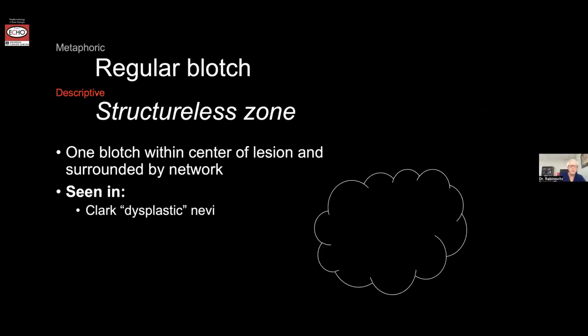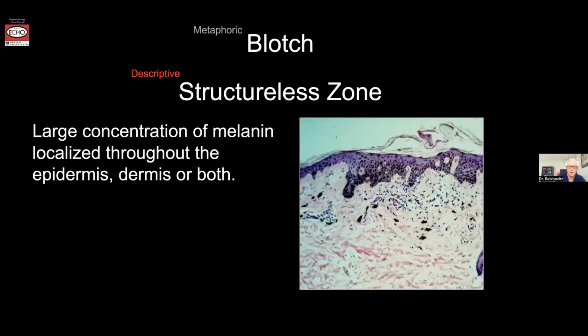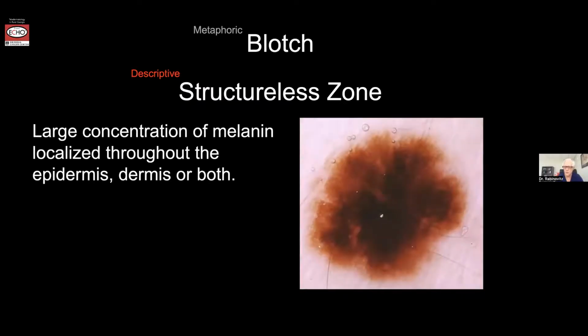Structureless areas. Another term for a structureless area is a blotch. When the blotch is within the center of the lesion and surrounded by network, it's characteristic of a benign lesion. And here we see the reason why you have that blotch or dark structureless area. It's due to the large concentrations of pigment throughout the epidermis, dermis, or both. And this is what a blotch looks like: the central dark structureless area with a network at the periphery. And these are often seen with individuals who have Fitzpatrick 4, 5, and 6 skin. The blotch obscures the underlying structures.